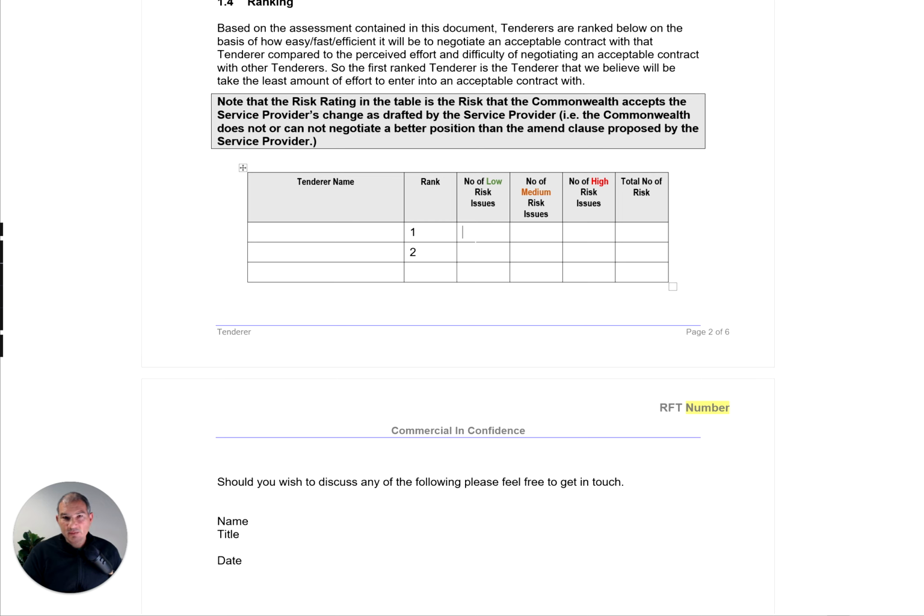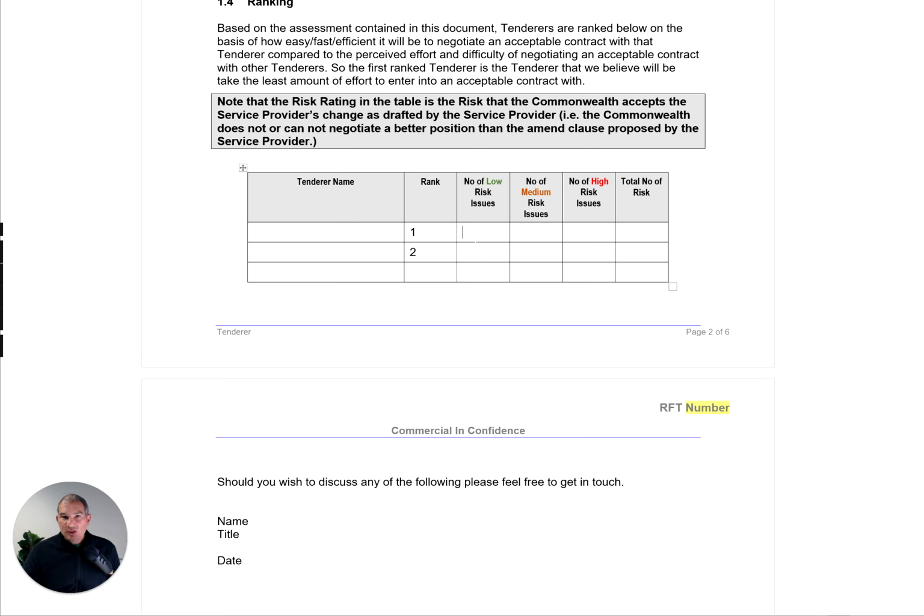but you still need to judge how difficult or how much effort is going to be involved in getting to a contract that is acceptable to both parties. And that's why, for me, the only way really of doing that is to capture the number of low risks, medium risks, and high risks that you have determined based on the changes to the clauses that they want to make. Then you simply tally those up and rank tenderers appropriately.